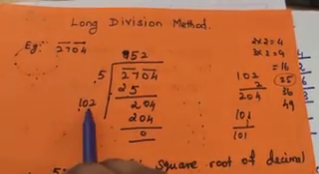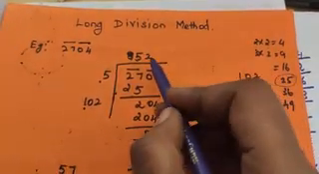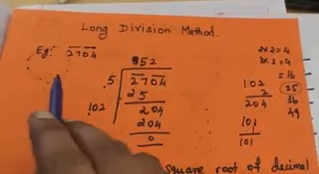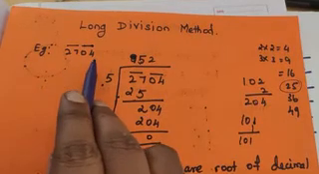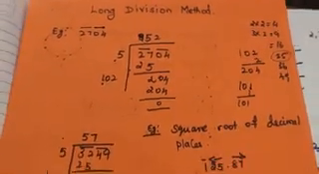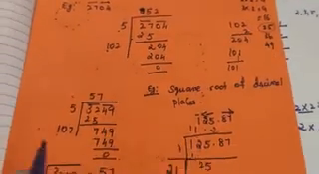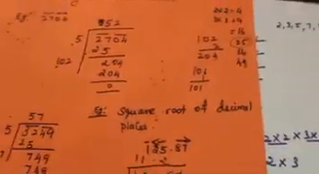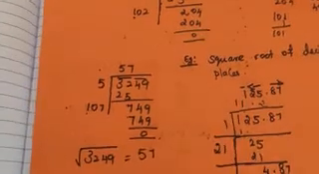So 2 is the exact quotient, right? So now the square root of 2704 is 52, right? Easily we can find out. This is a simple and easy method for you to find the square root of any number. One more example we will see.